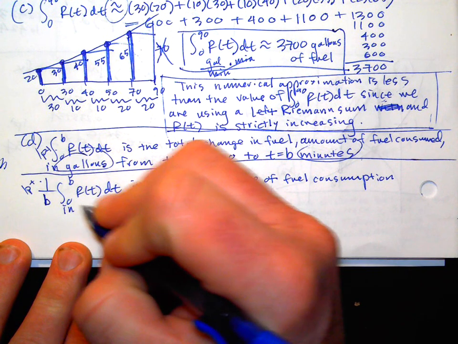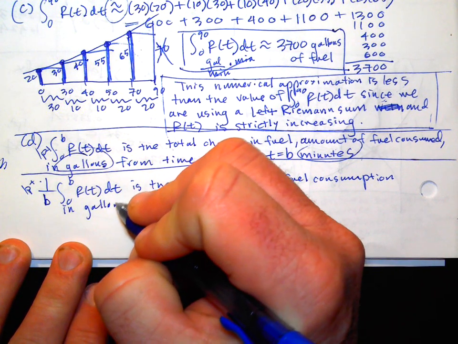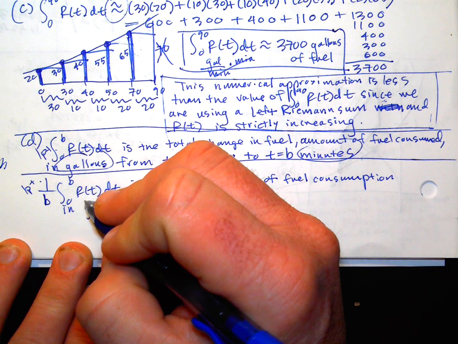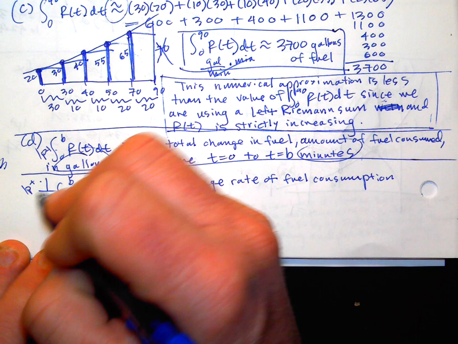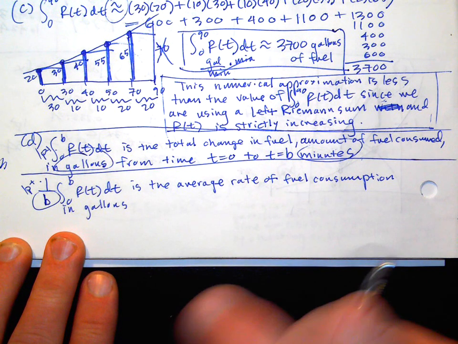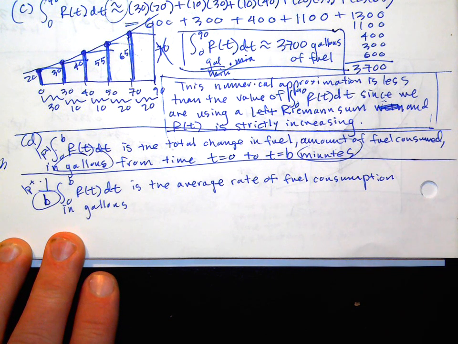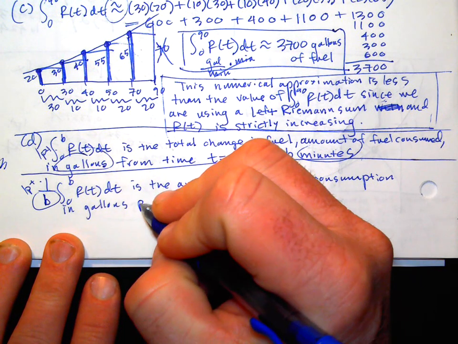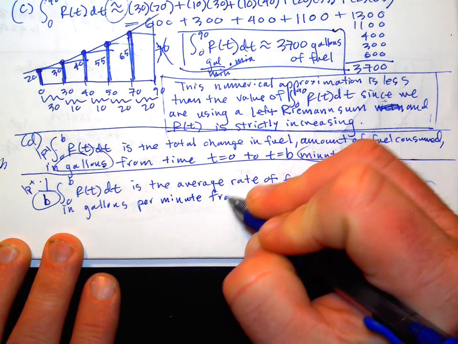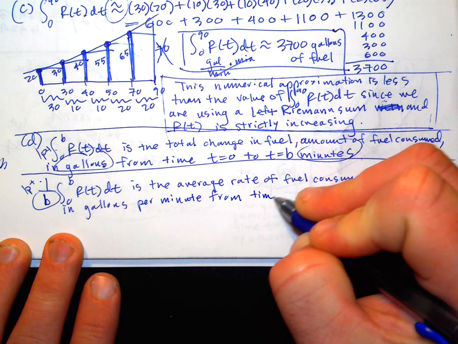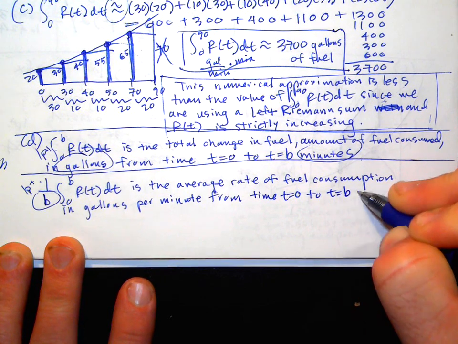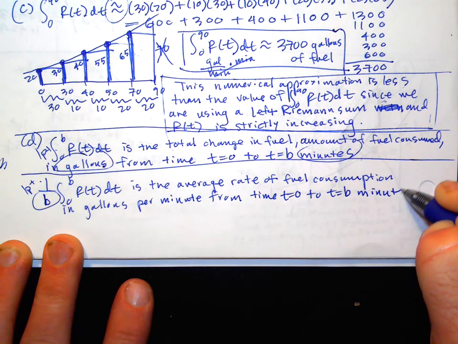in, what are the units? Gallons. Now, this is going to give us gallons per minute times minutes, which gives you gallons. But then this right here is dividing by the base. That's divided by time. So it's going to give you units that, it's giving you average R. So what are the units of R? Gallons per minute from time t equals 0 to t equals b minutes. Like you got to put all those units in there.